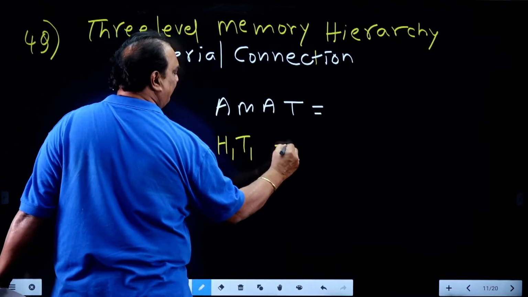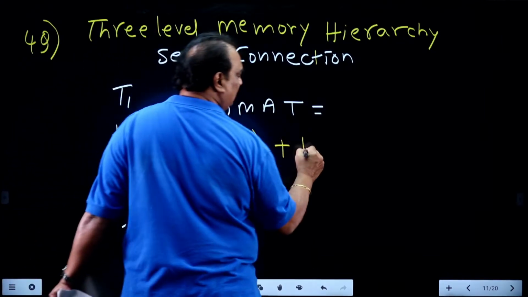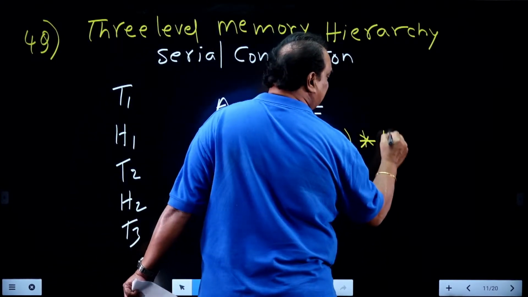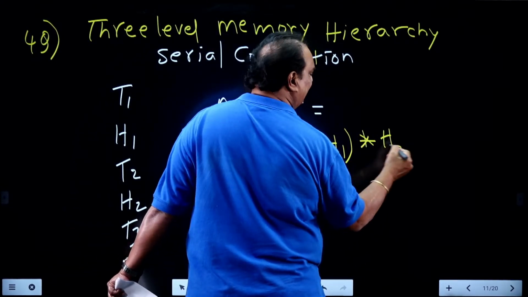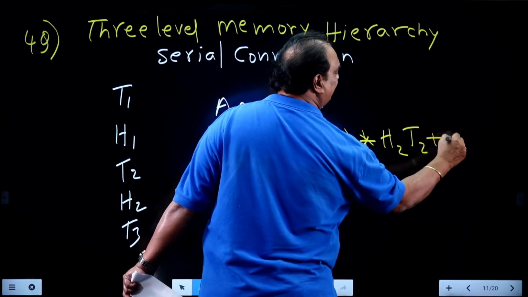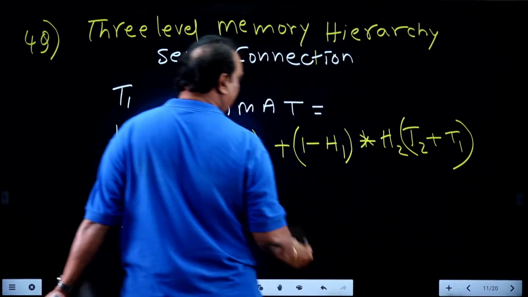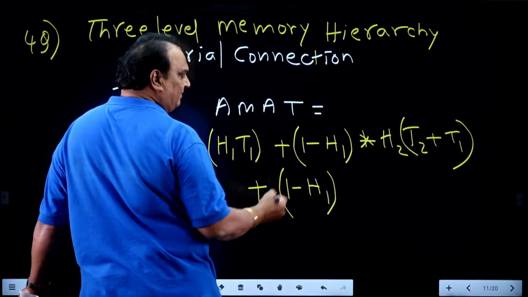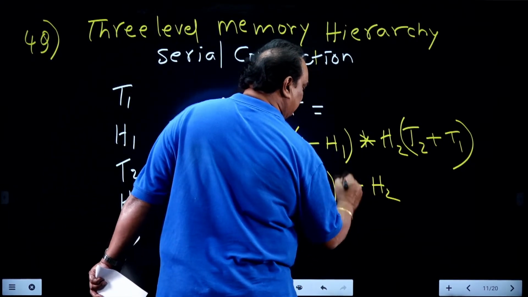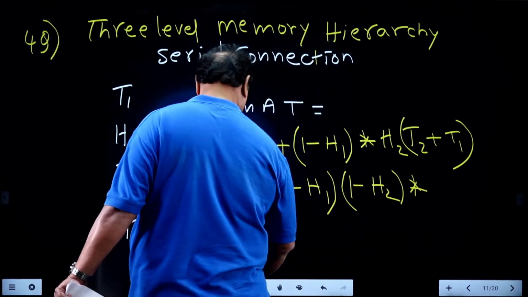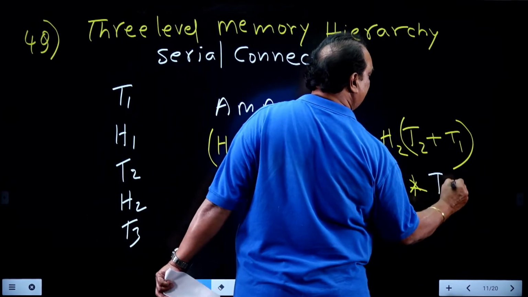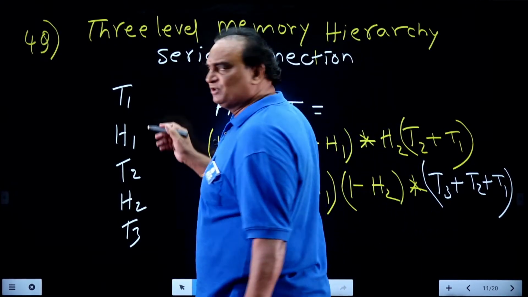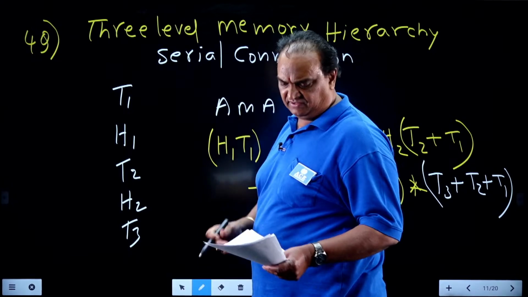H1 T1 plus (1 minus H1, the miss rate in level 1) into H2, the hit rate provided by level 2, into (T2 plus T1) because it is a serial connection, plus (1 minus H1, miss rate in level 1) (1 minus H2, miss rate in level 2) into (T3 plus T2 plus T1). If you substitute these values here, we get the answer.